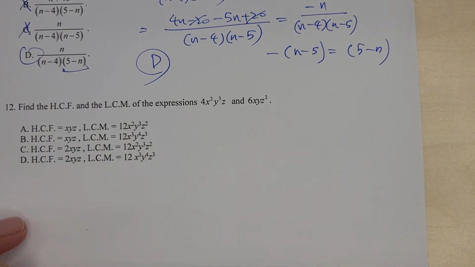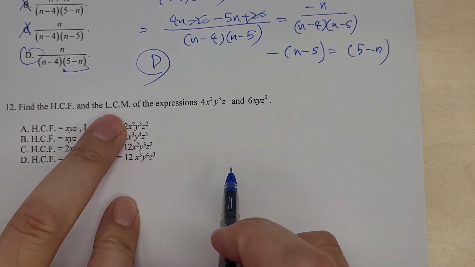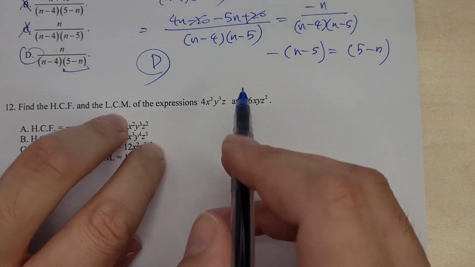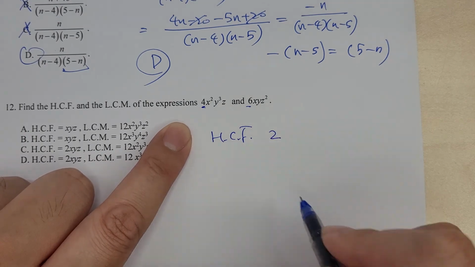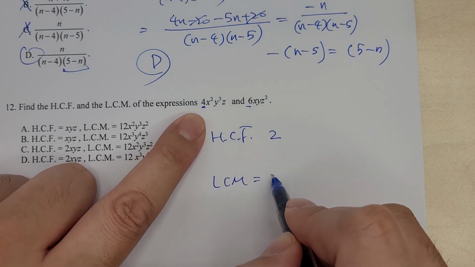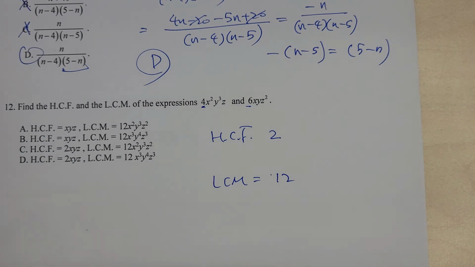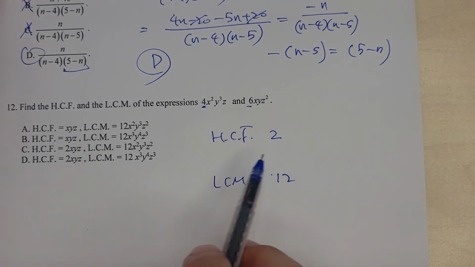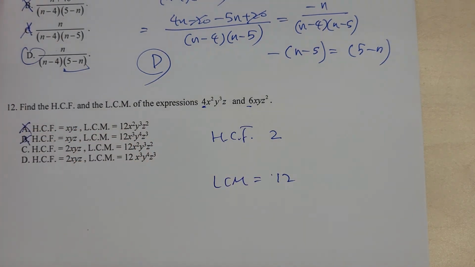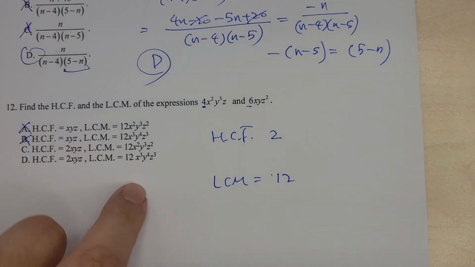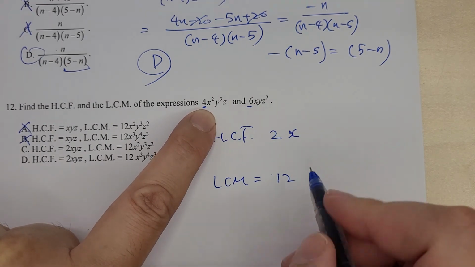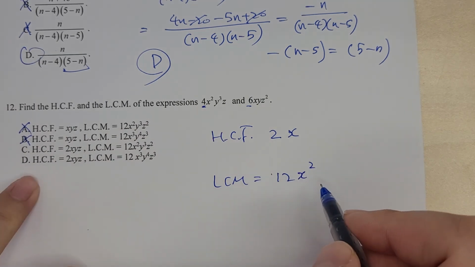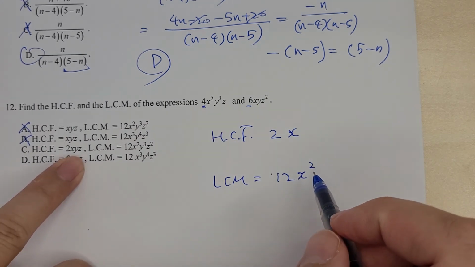So go to question number 12. Find the HCF and LCM of these two expressions. Now look at the coefficients first. HCF will be 2. LCM will be 12. So when you just look at the coefficients, A and B are not the answers. And check the HCF of x, that's x to the power 1, and the LCM of x, that is x squared. So nothing you can eliminate here.